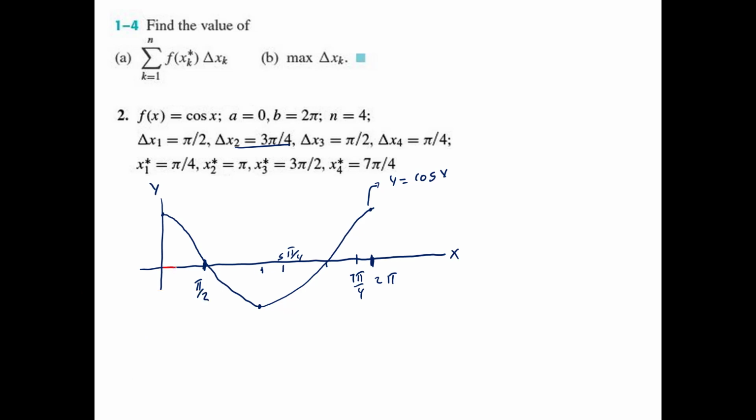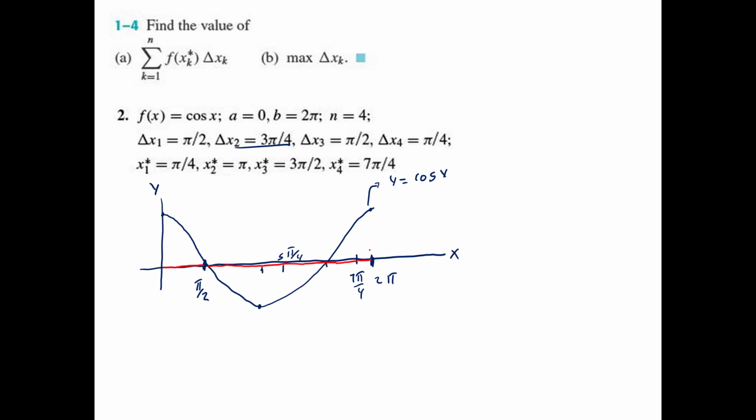And so your first interval goes from 0 to pi over 2. Your second interval goes from pi over 2 to 5 pi over 4. We were not given the endpoints, we were given the widths. So you can get there by just adding. And then you go from 5 pi over 4 to 7 pi over 4, and then from 7 pi over 4 to 2 pi. Okay.